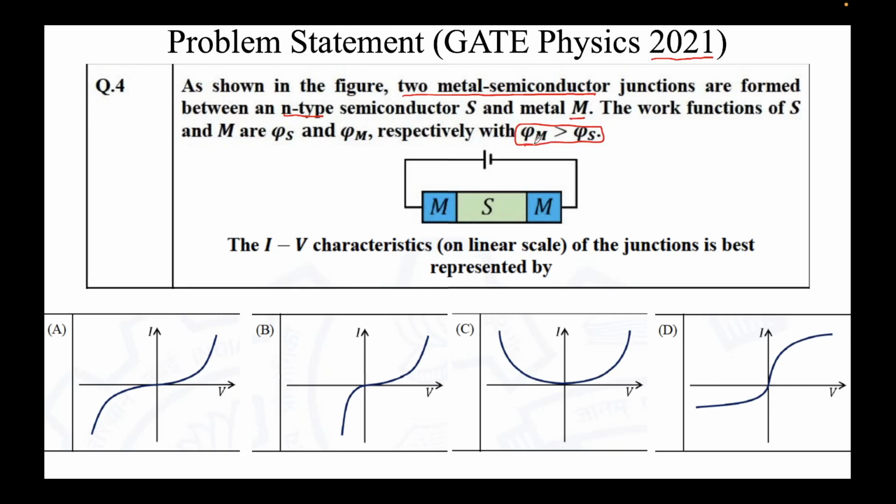M is the metal, S is the semiconductor, and M is again the metal. So it's an MSM, metal semiconductor metal junction, with a specific bias voltage provided over here, right? And we have been asked the IV characteristics on linear scale. So on linear scale we have to see how the IV characteristics of this specific device look. This is a multiple choice question with only one correct answer, and we need to find the correct one.